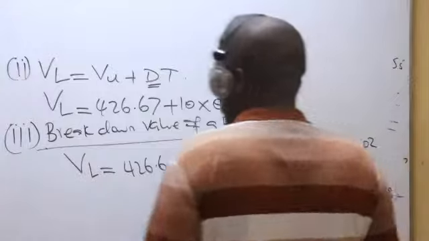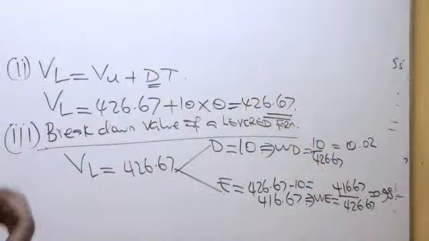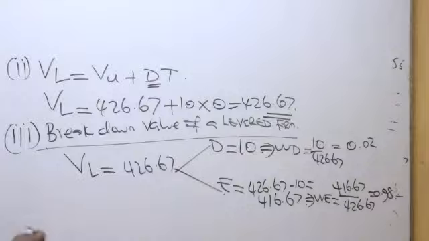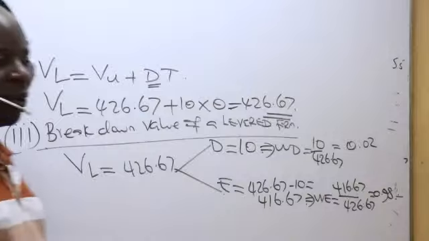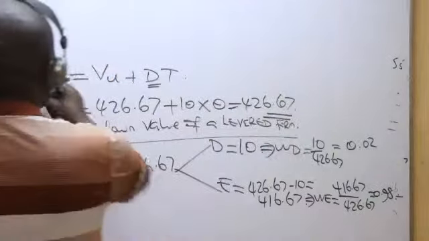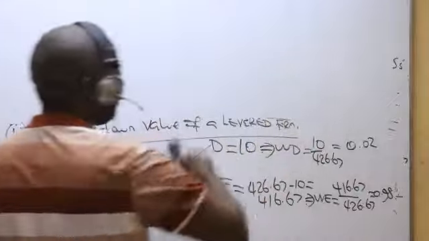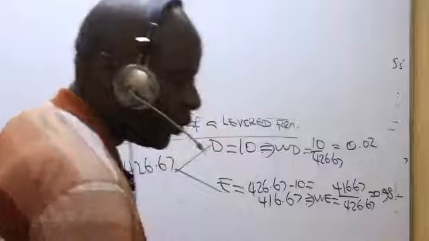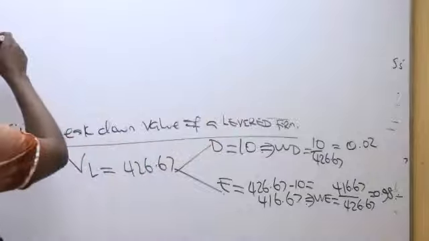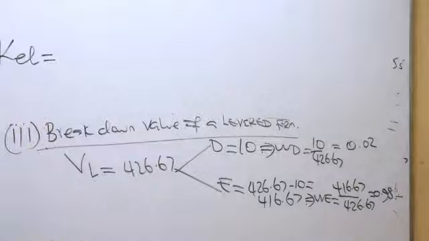So after the breakdown, I know that the next thing will be for me to get E, which Lucy has been able to compute. So the next thing after breakdown is to get the E. Go ahead and get the E.